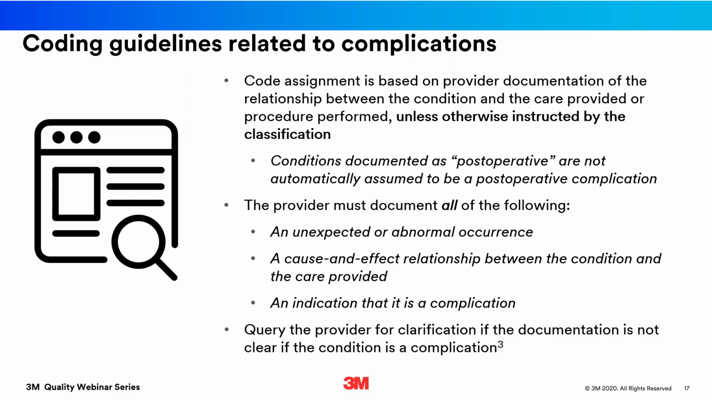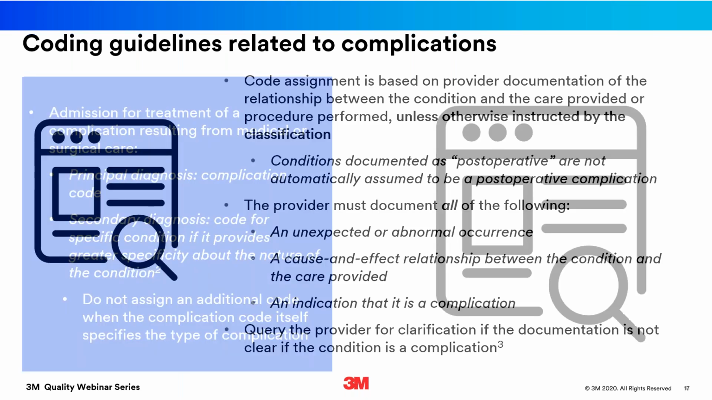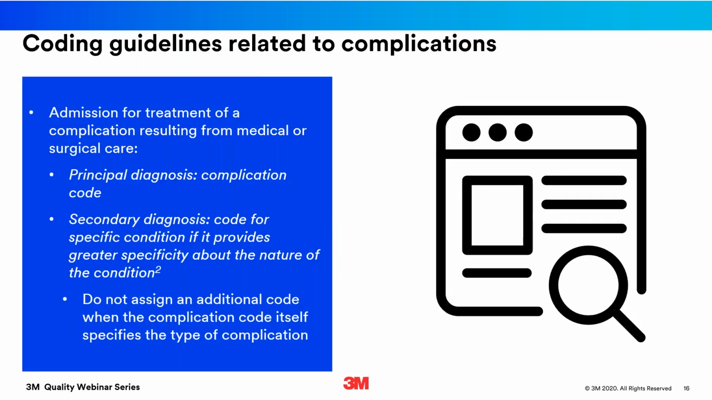First of all, this first guideline is related to the sequencing of a principal diagnosis. Remember that the definition of the principal diagnosis is that condition established after study to be chiefly responsible for admission to the hospital. So if a patient is admitted to the hospital because of a complication, or because of a condition that is documented as due to a prior procedure, then the principal diagnosis will be the complication code. The code for the specific condition can be sequenced as a secondary code.